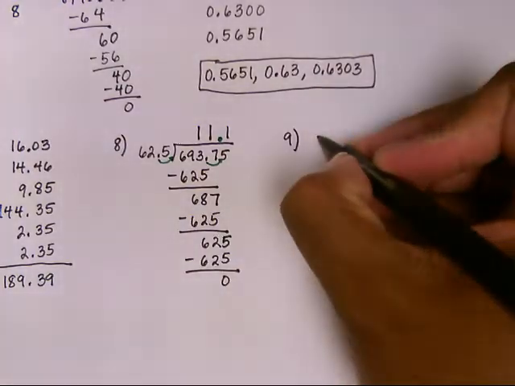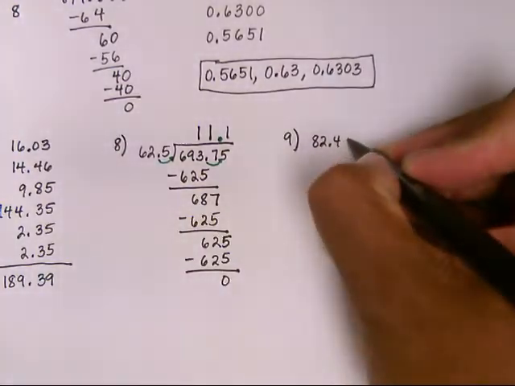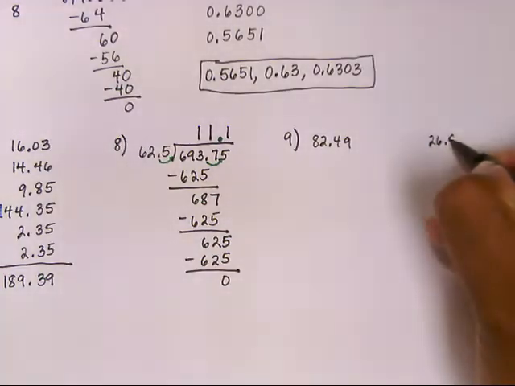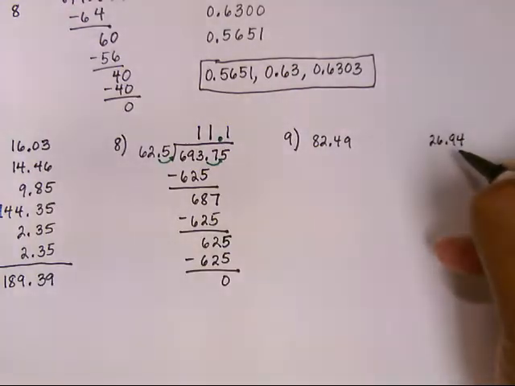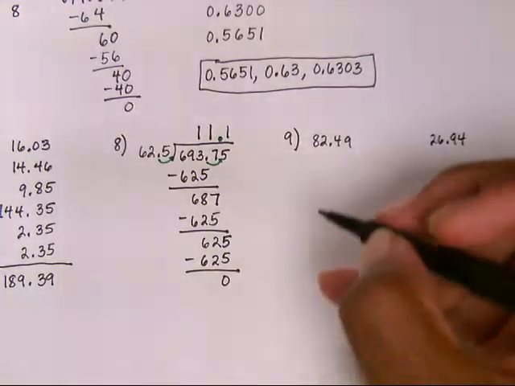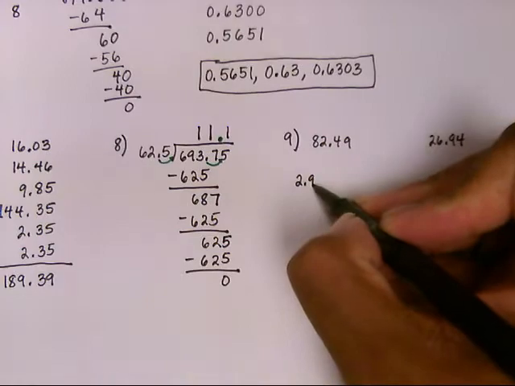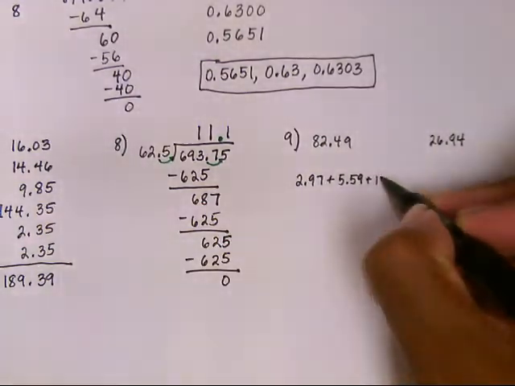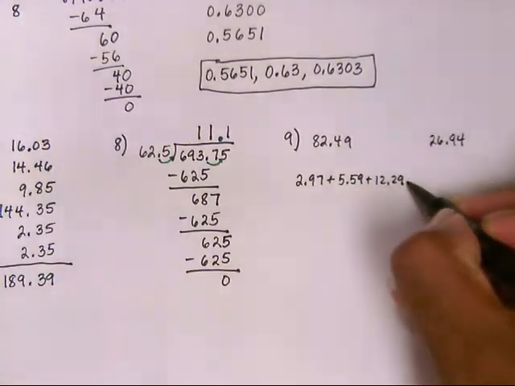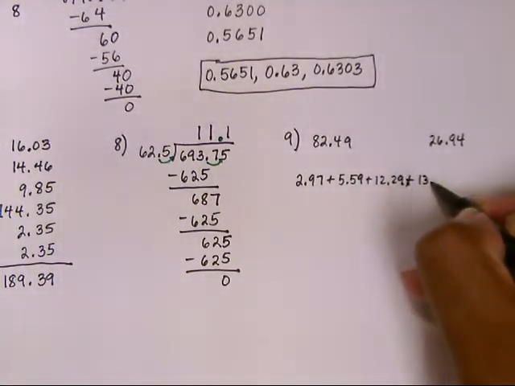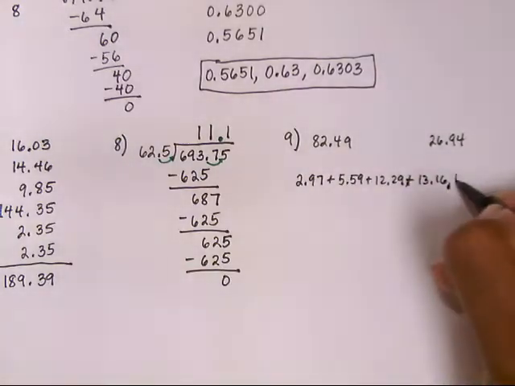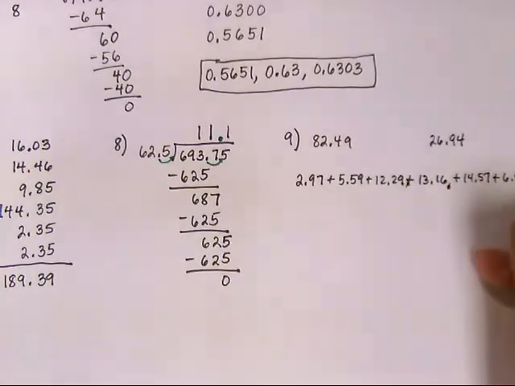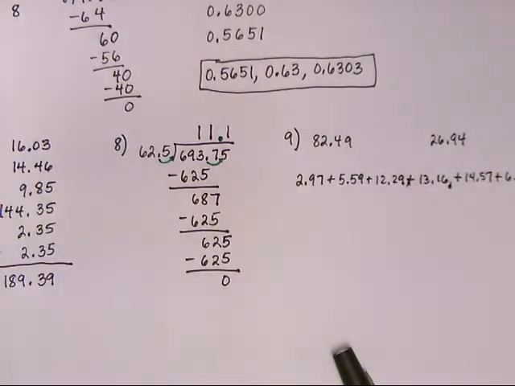Okay. Well, the bank shows $82.49, and the checkbook shows $26.94. Okay. So now we got 6 checks of $2.97, $5.59, $12.29, $13.16, $14.57, and $6.97.